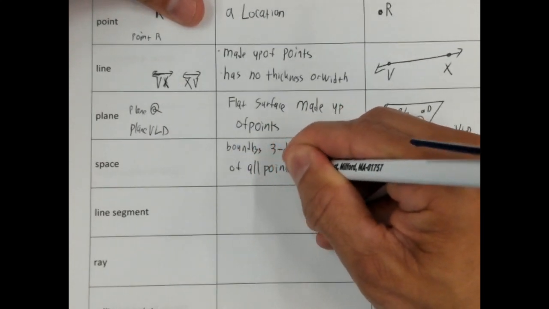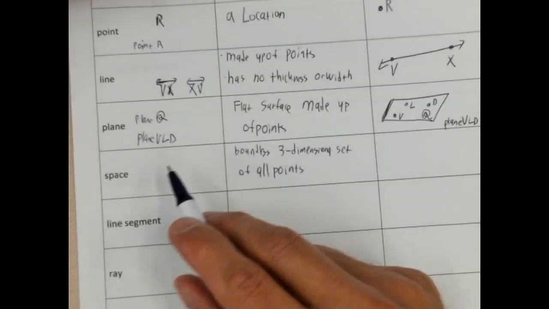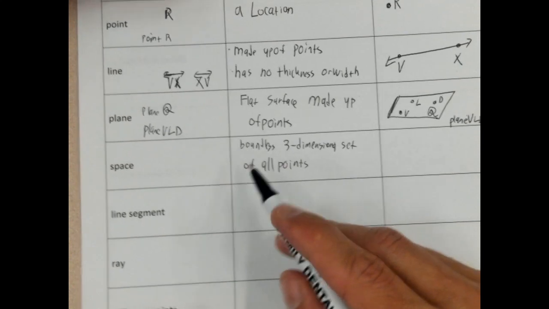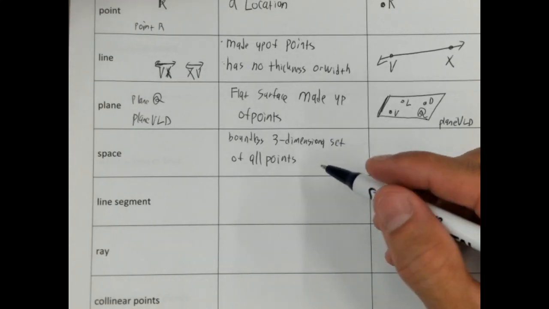Basically, the idea is that everything exists within space. Space is where everything exists, and there's no diagram for it, and there's no notation for it. That's just kind of a concept. A line segment, think of it as like a piece of a line. So it's a set of points that exist between two endpoints.